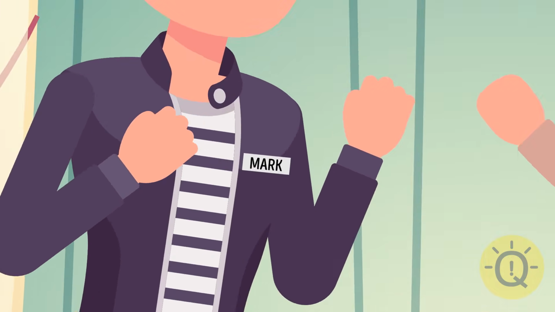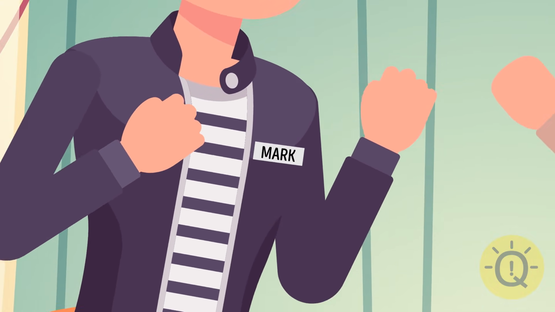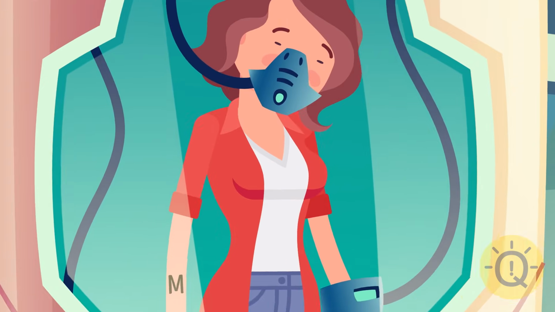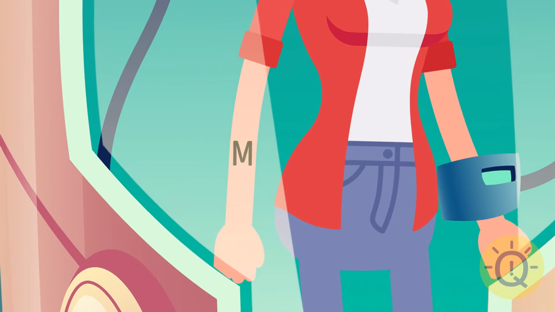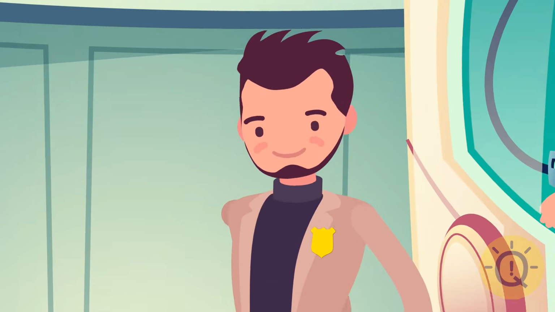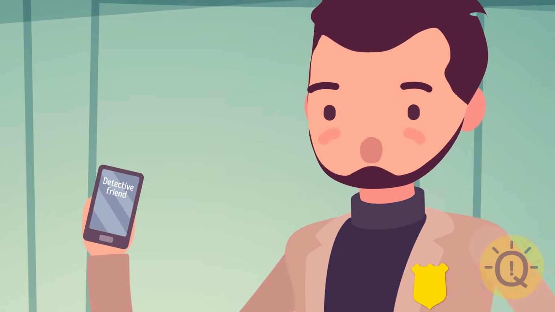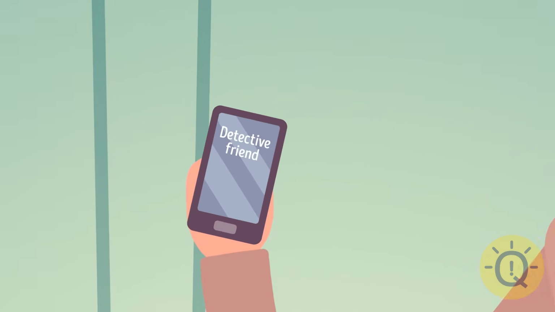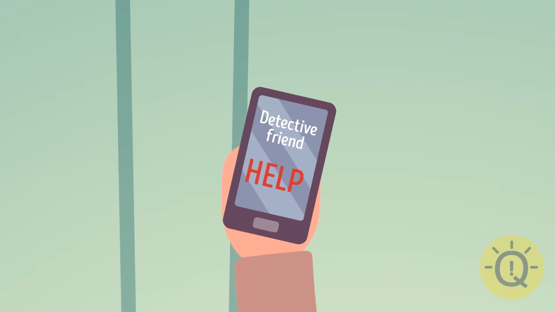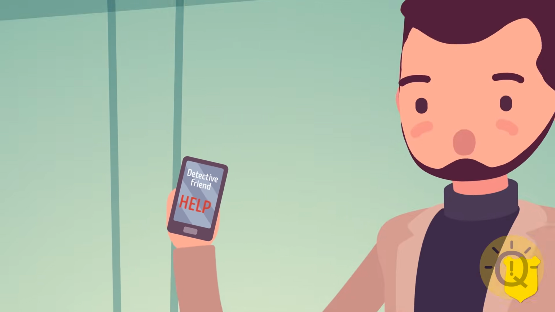The man's name is Mark. It's written on his biker jacket. His wife is the woman with the letter M tattooed on her arm. Your phone beeps again. You look at it and see a message. It's from your detective friend. There's just one word on the screen. "Help!" But that's already another story.